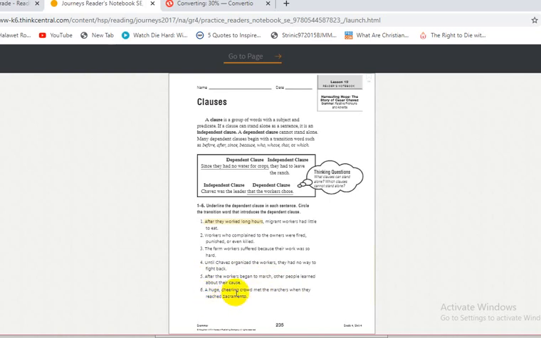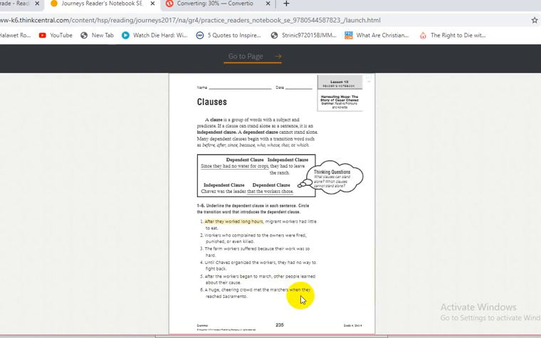Number 6. A huge cheering crowd met the marchers when they reached Sacramento. What do you guys think over here is our independent clause, the one that can stand alone or exist by itself? Yeah, it's going to be a huge cheering crowd met the marchers. A huge cheering crowd, right? That's our subject, right? And met the marchers is our predicate. And this here is a complete sentence that can exist by itself.